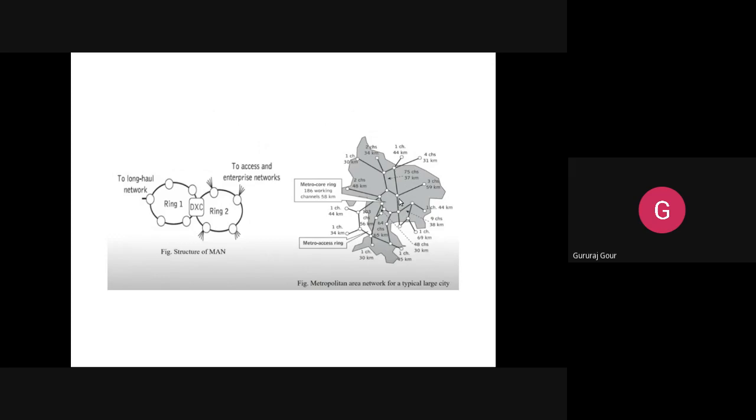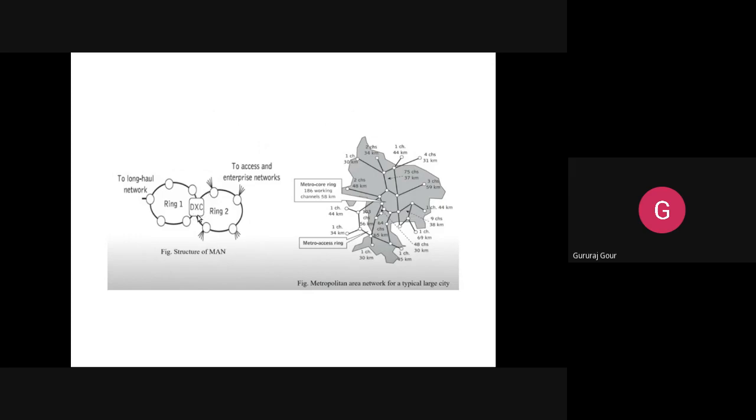In the figure, it has been shown this central ring mainly consists of around 8 nodes. To each of these 8 nodes of the central ring, the neighboring rings will be connected. And for each of the neighboring rings, their distance, location, along with how many channels it is supporting is given here. So the typical structure of the MAN is something like this.